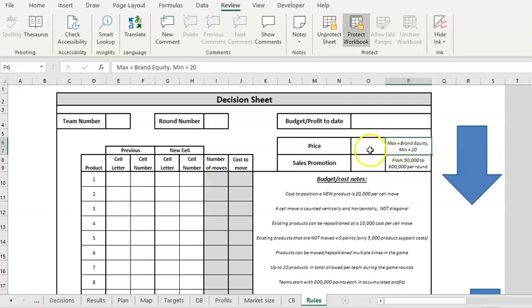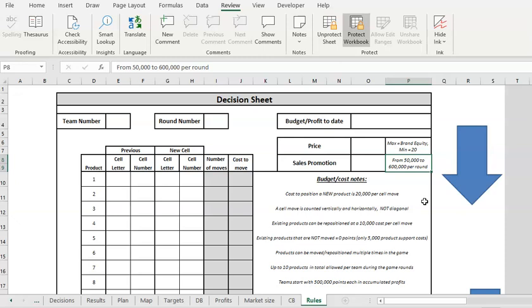We've got a price decision. The minimum price that they can have is $20. And the maximum is whatever their brand equity score is. So if they get a brand equity of 80, then that's their maximum. Sales promotion goes up each round. The most that they can have in round 1 is 50,000. By round 8, it progressively goes up by 50 or 100,000, and that's given in the game restraints, as they will find. And basically, initially the market is empty.